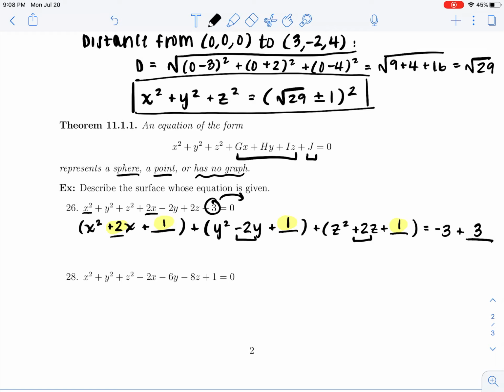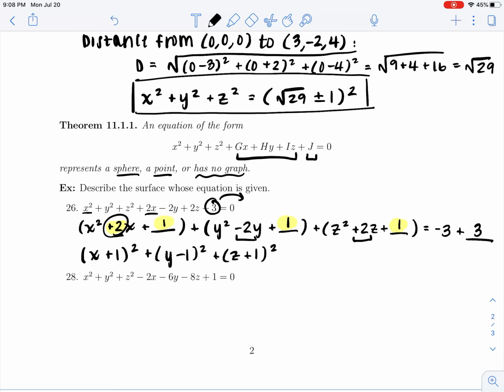Now, the reason why we go through this process is because each of these sets of parentheses are now a perfect square. So you can always factor them to whatever your variable is, x, y, or z, and then whatever half of that middle term was. So it's going to be plus 1 and then quantity squared. Similarly, I have y minus 1 squared and z plus 1 squared.